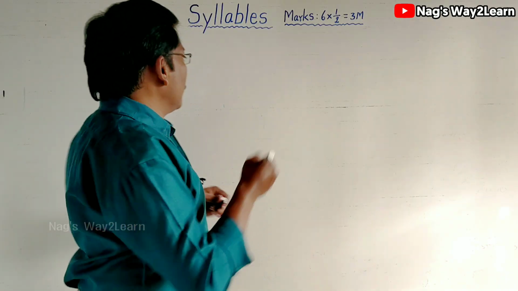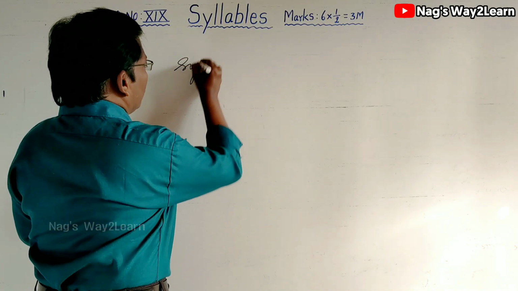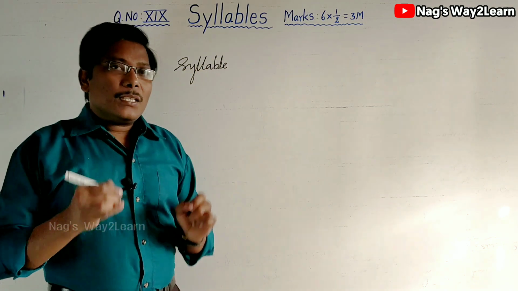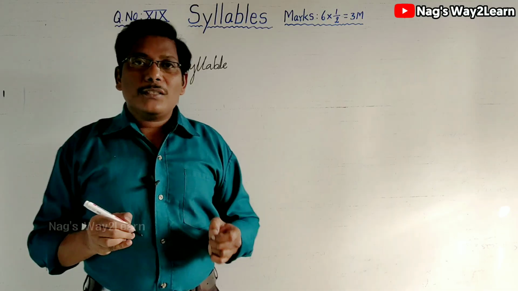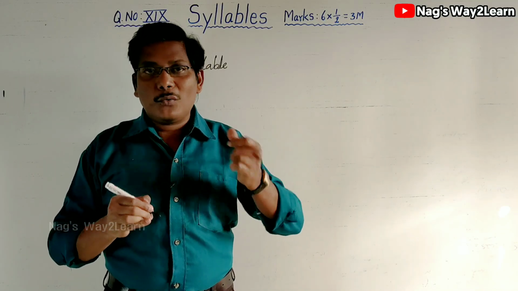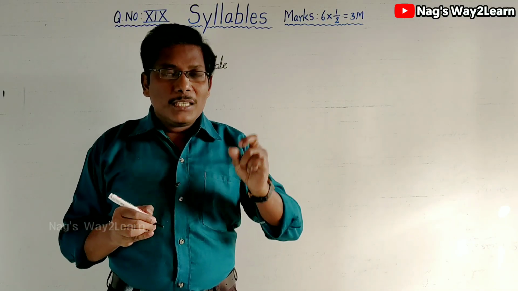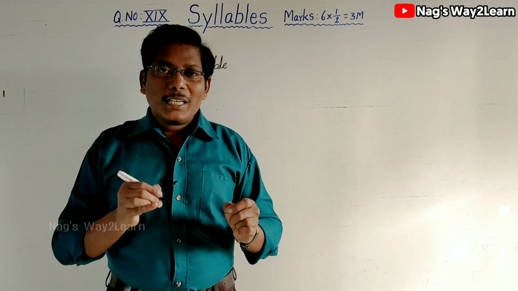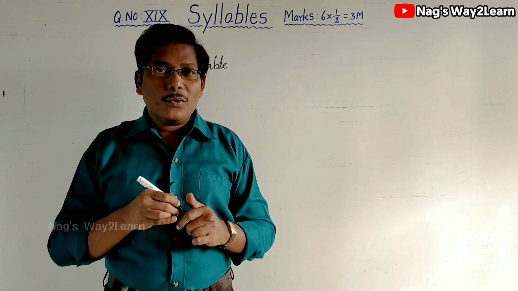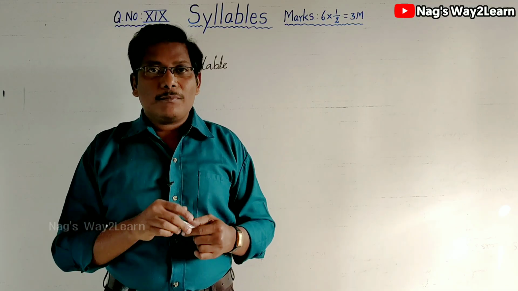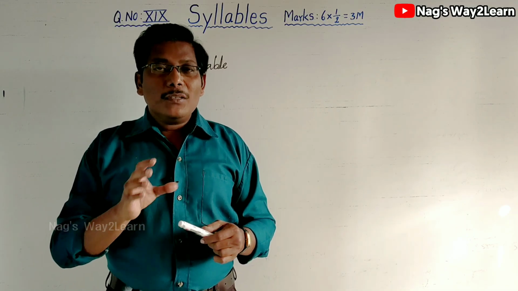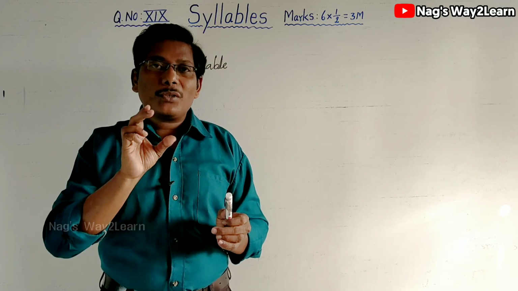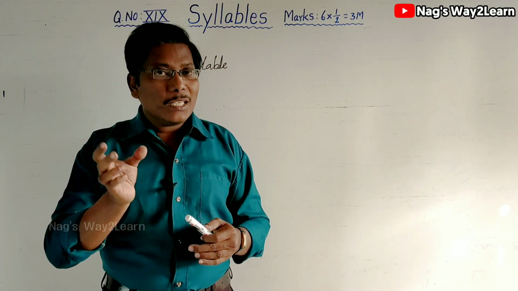Okay, so first of all, syllable. A syllable is a group of letters which gives a unique sound. Okay, a syllable is a group of letters which gives a unique sound. That means you take any word in English, you already know in every word there are some letters. We call it spelling. So some of these letters form a group and those letters give a unique sound. So that is called a syllable.